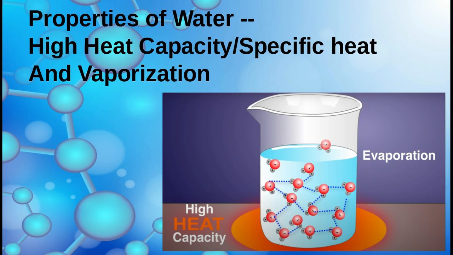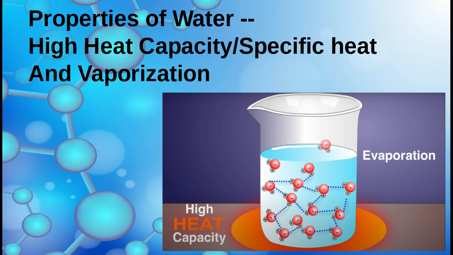Next, we have high heat capacity or high specific heat and vaporization. All we're talking about here is that water has to absorb a tremendous amount of heat or lose a tremendous amount of heat before it changes its temperature. So it can absorb a lot of energy or release a lot of energy before it changes its temperature. And that's really good for us, especially on our planet having 3/4 of it covered in oceans.